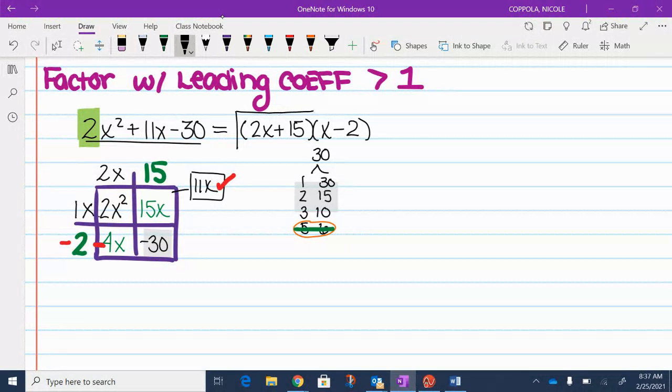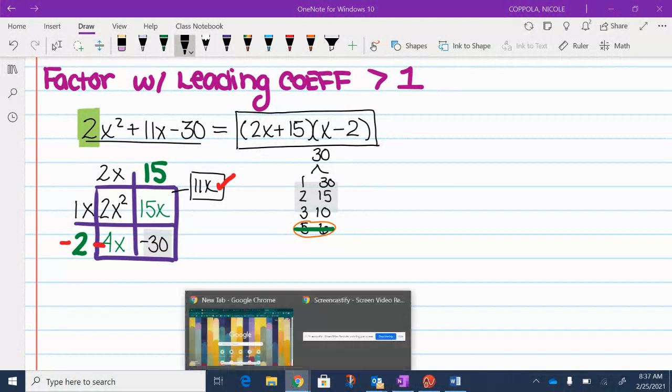And again, when you're factoring, you have to make sure that you write your final answer in factored form, which is these little sets of parentheses with my values in between. All right, and I'm done.